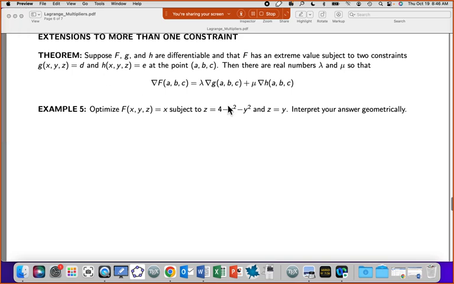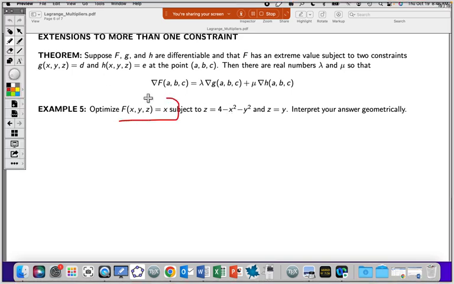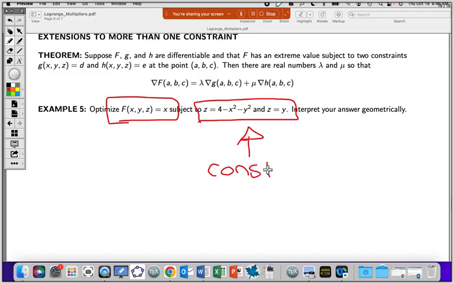So yeah, in this particular example, we want to optimize f of x, y, z equals x subject to z equals 4 minus x squared minus y squared and z equals y. So exactly what Zoran is saying here. If I look at these two constraints, we've got two surfaces here.